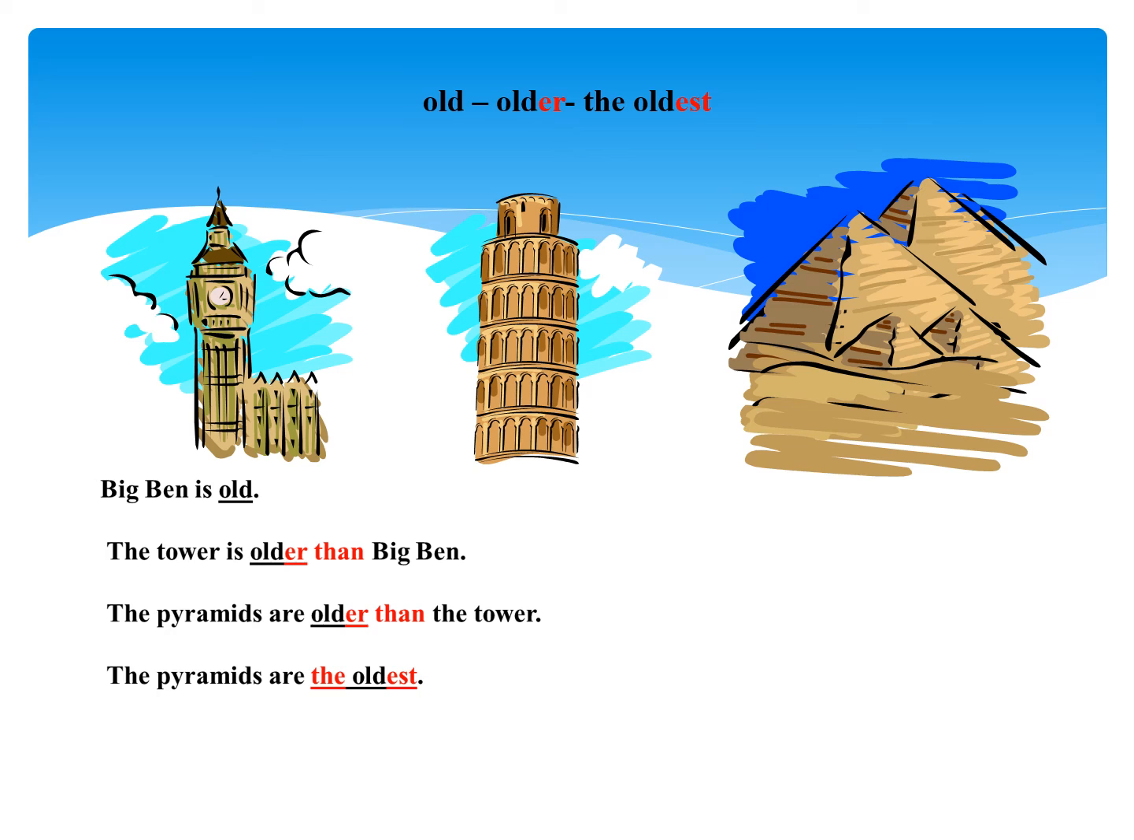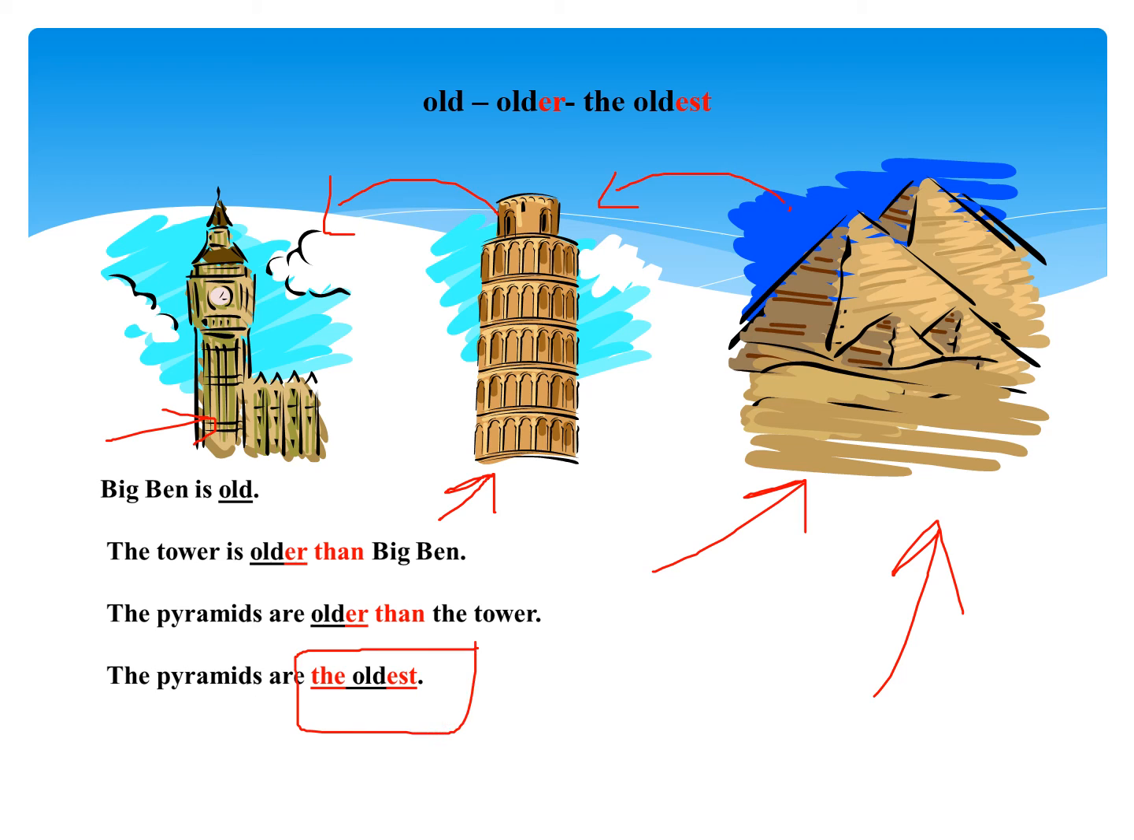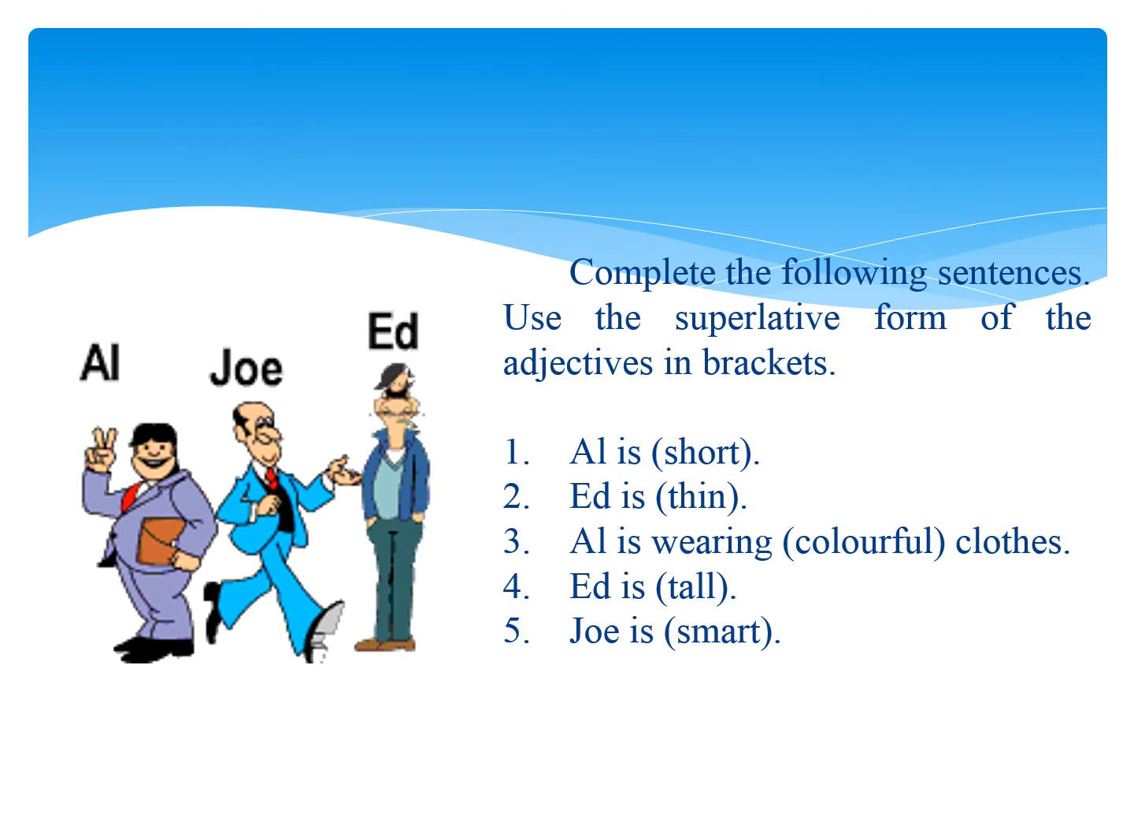So Big Ben is old. So this is Big Ben. It's in London. The tower is older than Big Ben. So this is a tower. It's older than Big Ben. The pyramids in Egypt, the pyramids are older than the tower. So this one is old. This one is older than this one. And this one is older than this one. So the conclusion is that the pyramids are the oldest. So this is a kind of conclusion, okay? The pyramids are the oldest. Nice.